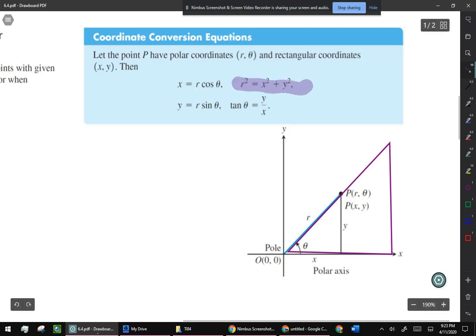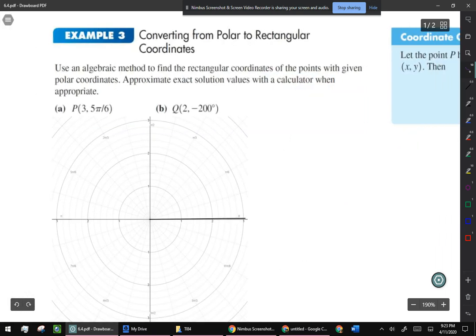R squared equals x squared plus y squared, that's just your Pythagorean theorem, and obviously your tangent ratios still hold true because this is the adjacent and that's the opposite. So let's just apply that. If we were to look at example A, then we've got a directed angle of 5 pi over 6, which is this way. And we're 3 units away from the pole, so that's right over here.